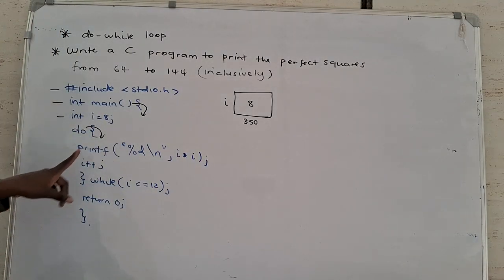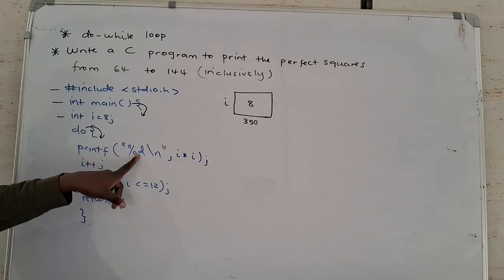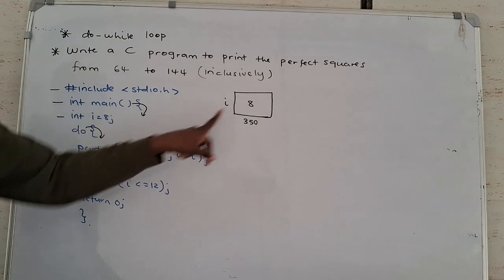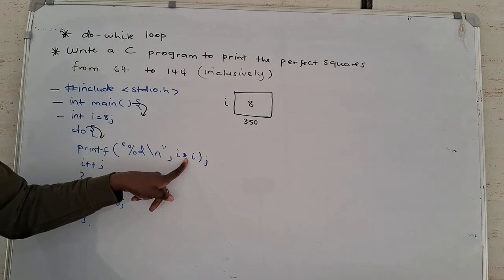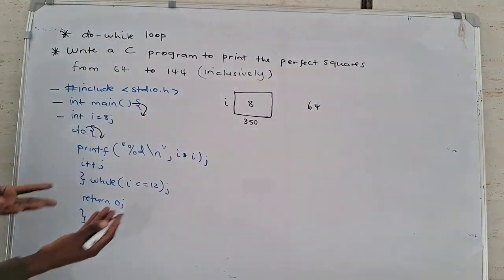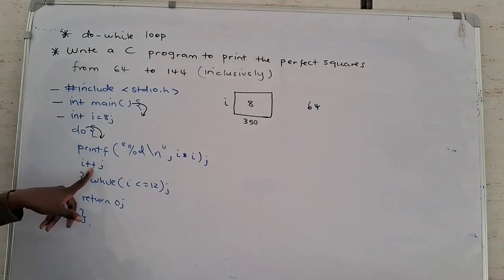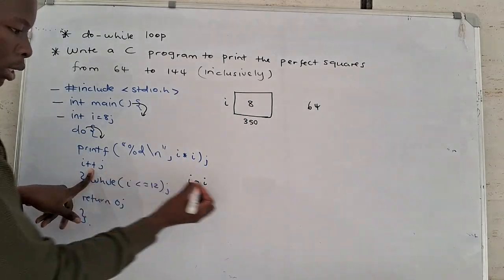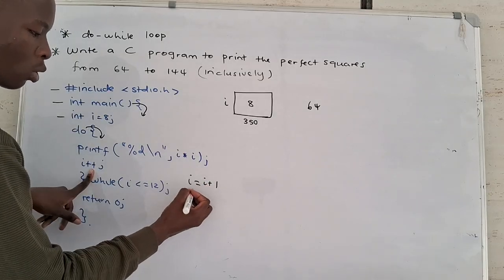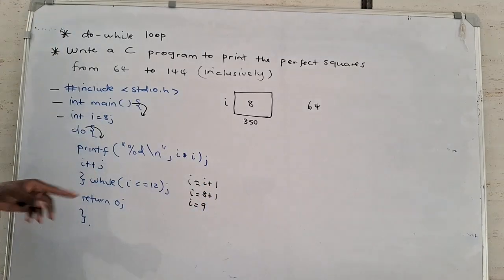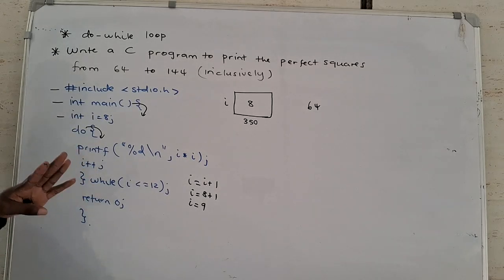Now it enters. Here printf is printing an integer, and what is this integer? I into I. I is 8, so 8 into 8 is 64. So 64 is going to be printed. Now the I value is incremented: I is equal to I plus 1, so I is equal to 8 plus 1, which is 9. Now my value of I is 9.